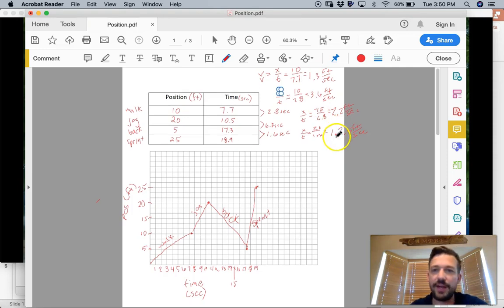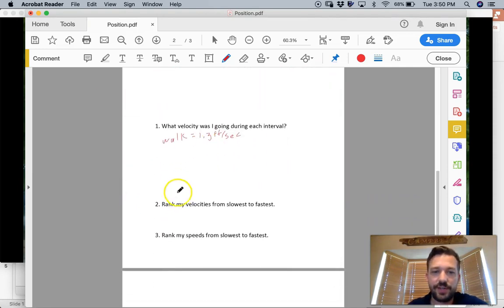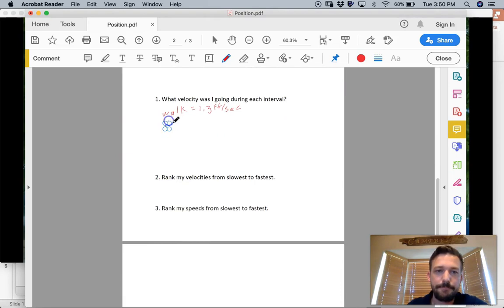Here, let's go write them down. 3.6, so the jog was at 3.6 feet per second. Sorry, sometimes this pen doesn't work too well. Then it's the backwards jog, and that was 2.2 feet per second. And then it's the sprint, and that was 12.5 feet per second.